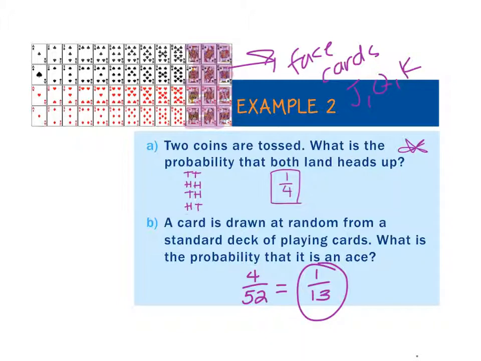For 8, you said that it was 1 out of 4, so you wouldn't count the one where it's H, heads, heads. That's the only one you count. What about HT? It said that both land head up, so you needed them both to be H.